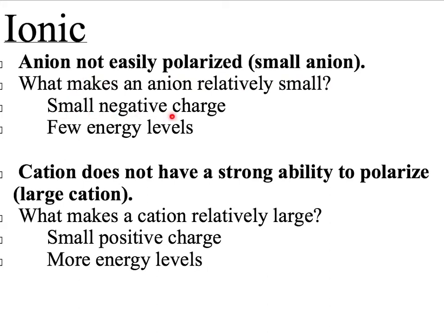And we want a small negative charge, and we do not want many energy levels. So the fewer the energy levels and the smaller that negative charge, the more ionic. And so the ideal case would be something like the fluoride ion. It is extremely difficult to polarize the fluoride ion.